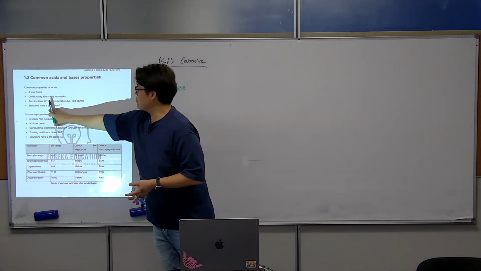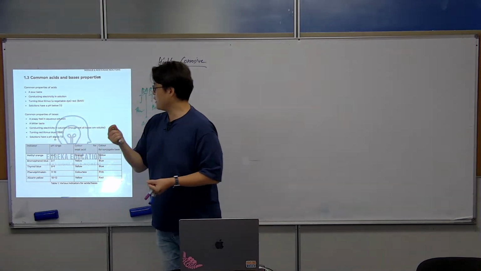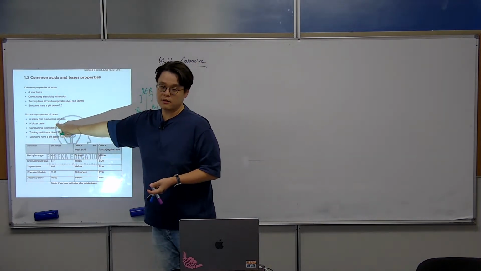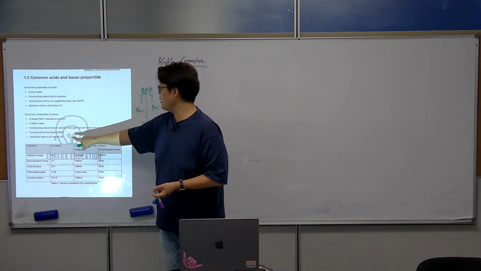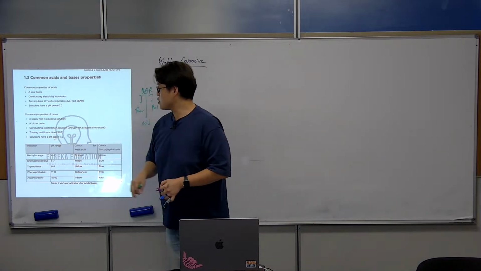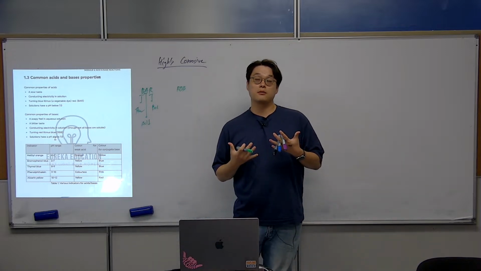The solution must have below pH 7 for the acid. And for the base, a soapy, kind of slippery feeling, and also a bitter taste, but you never taste that. You never taste your bleach or the oven cleaner. Conducting electricity well and turning red litmus to blue, that's something we can determine there. We call it an acid and base.